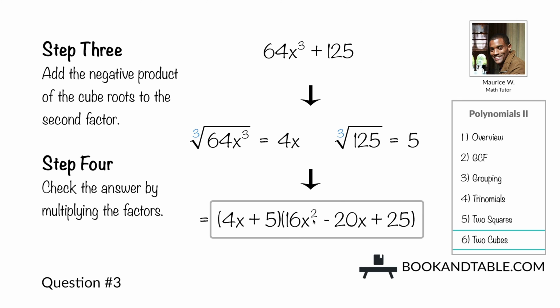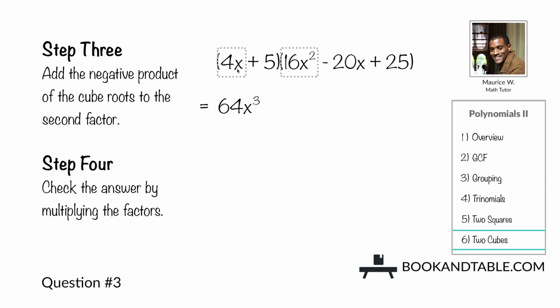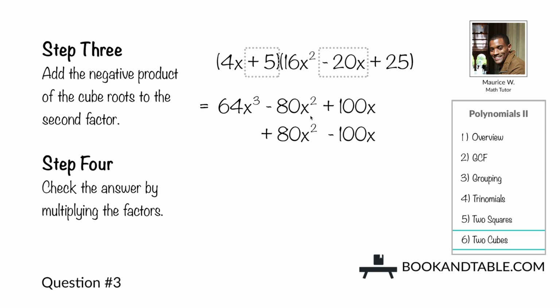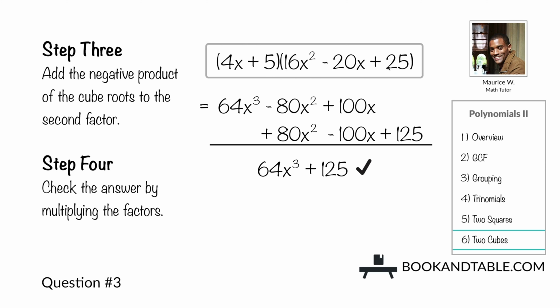And now step 4, we can check the answer by multiplying the factors. Our final polynomial must be 64x cubed plus 125. So we get 4x times 16x squared, which will give you 64x cubed. 4x times negative 20x is equal to negative 80x squared. 4x times positive 25 is positive 100x. 5 times 16x squared would give you positive 80x squared, which cancels out negative 80x squared. 5 times negative 20x is negative 100x, which cancels out with positive 100x. And 5 times 25 is positive 125, leaving us with 64x cubed plus 125, our original polynomial, and thus confirming that we found the correct factors, 4x plus 5 and 16x squared minus 20x plus 25.